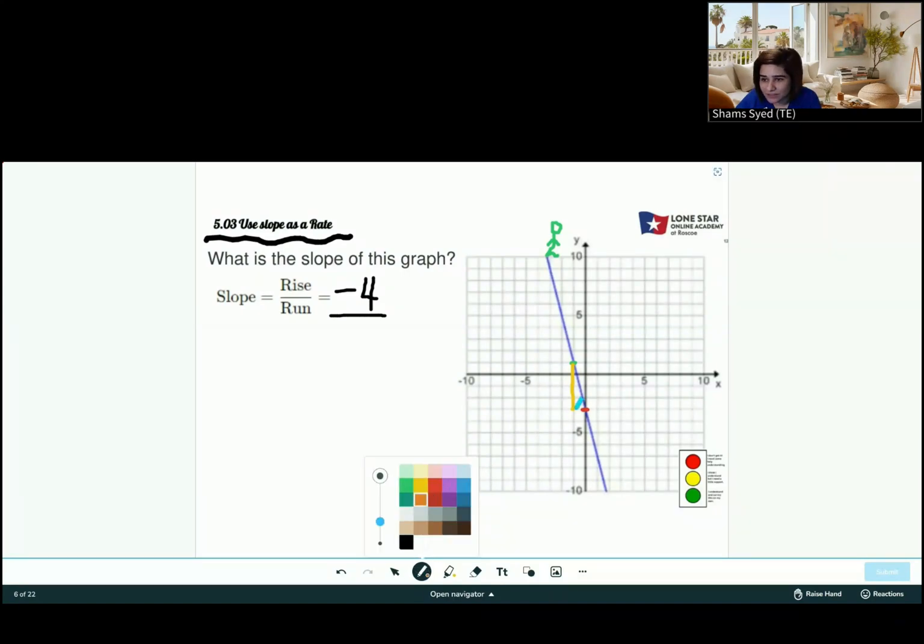And the run is just 1 unit, 1 over. So the denominator is 1. And -4/1 is a slope of -4.